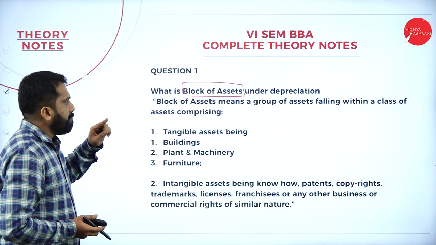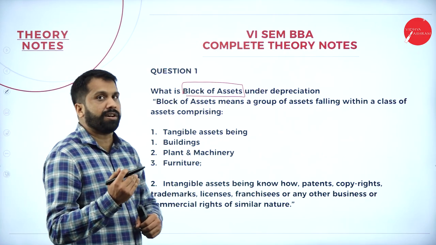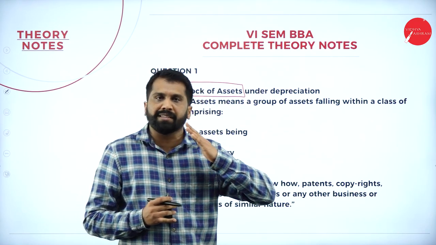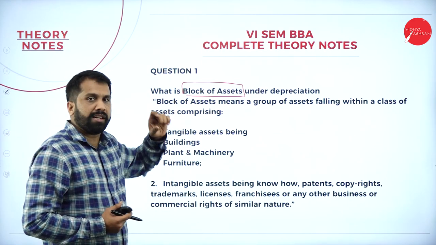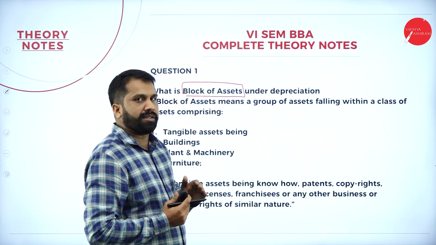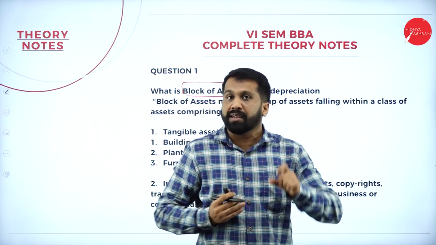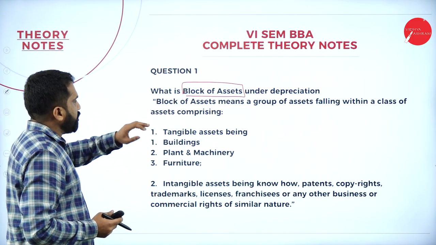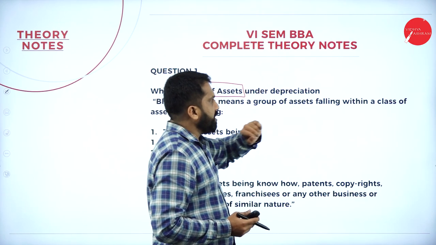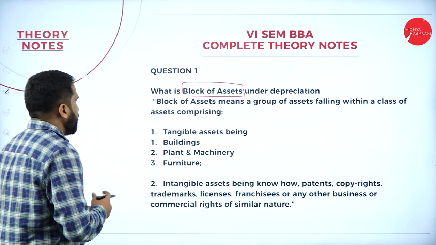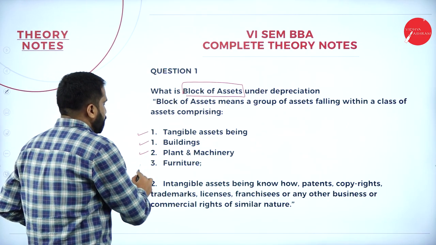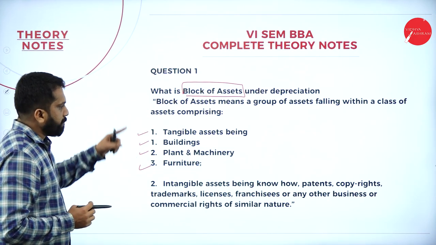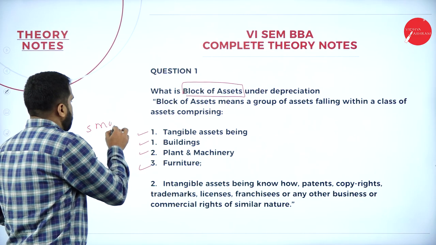Now, block of asset means very simple. Under depreciation, you have many kinds of percentage. It may be 15%, 10%, 5%, all different types of percentages are mentioned. So please go back to the depreciation unit. 5% is called one block, 10% is called one block, 15% comes under one block. These are called block of asset, single boxes. Block of asset means a group of assets falling within a class of assets comprising tangible assets like building, plant, furniture. Everything we call a block of asset. Hope you are clear. Yes, this is your 5-mark question. You are supposed to remember this much for your block of assets.